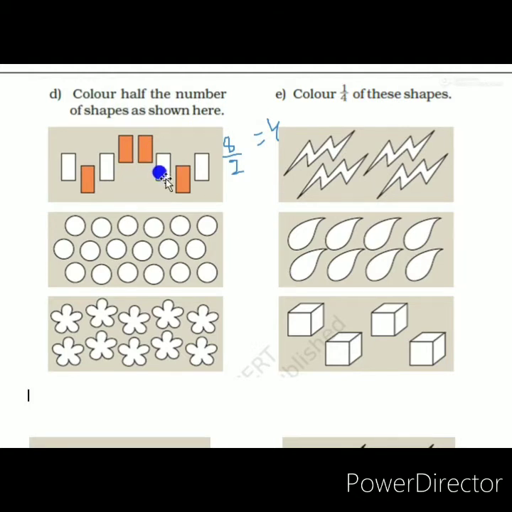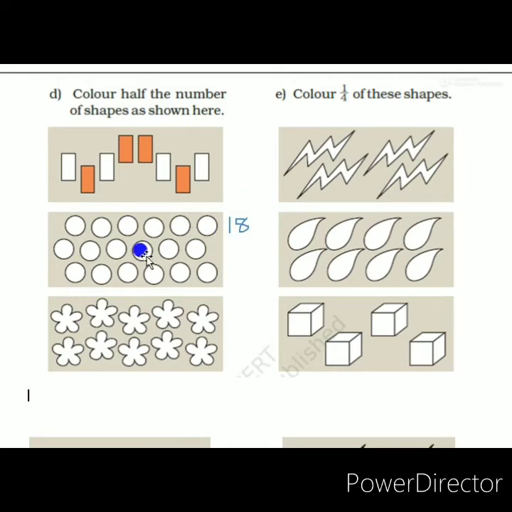The next shape is circles. Total, how many circles are there? Count one by one. 1, 2, 3, 4, 5, 6. 6 circles in 3 lines. 3 horizontal lines. So 6 3s are 18. Total 18 circles are there.